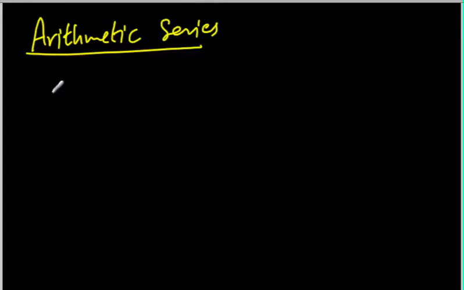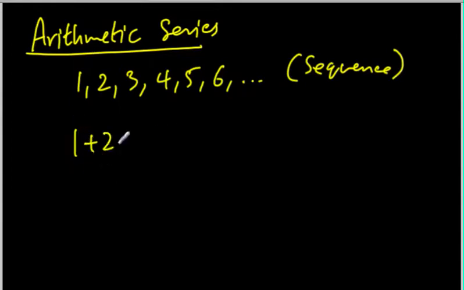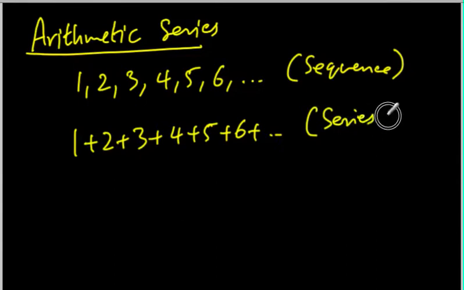A series is just basically where we're adding up numbers. Say for example we take a very common sequence, which is 1, 2, 3, 4, 5, 6, and so on and so forth. This is the sequence. A series is where we want to add up all the numbers of a sequence. So say we wanted to add up 1 plus 2 plus 3 plus 4 plus 5 plus 6 plus and so on. This is a series. So that's the difference between a sequence and a series.